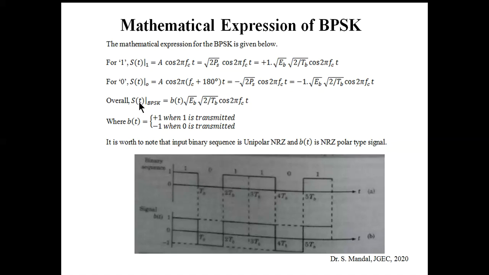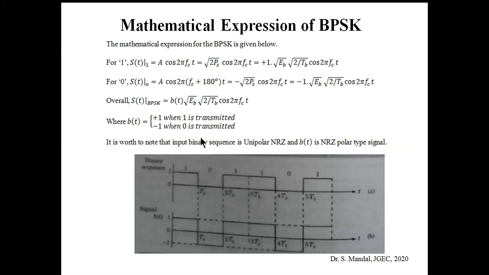So overall, we can write that s(t) BPSK is b(t) into root Eb into root 2 by Tb cos 2 pi fct, where b(t) is plus 1 when 1 is transmitted, and it has a value of minus 1 when 0 is transmitted.